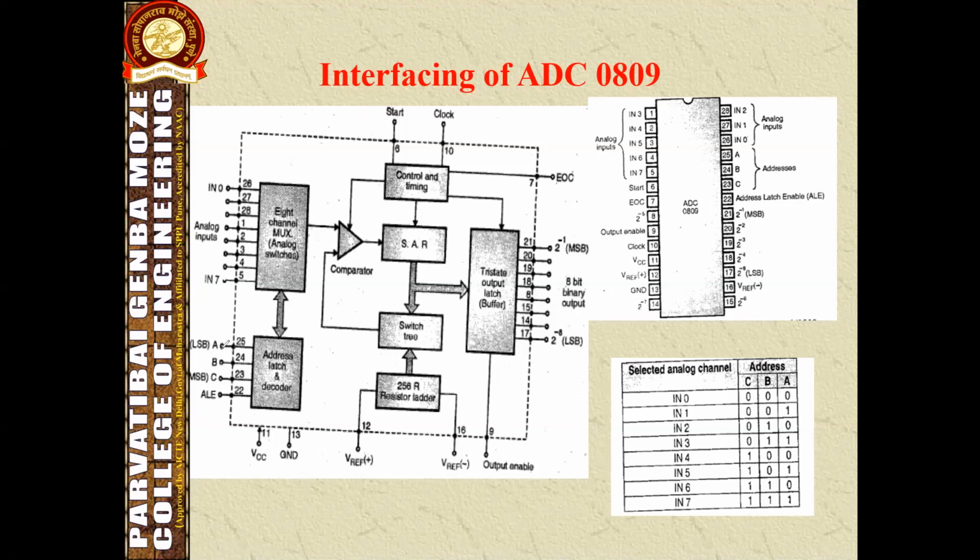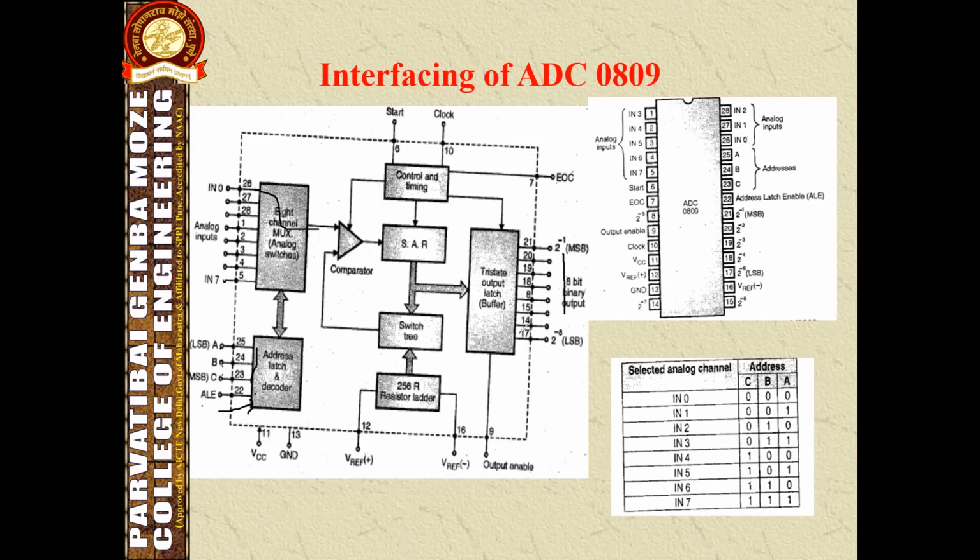If the address lines are 0 0 0, then that channel will be selected and will convert the analog input to digital output, available at the output terminal. And the ALE pin is there. When the address is present on these terminals and ALE is activated, only then will the input be accessed. Then after the output is ready on the output terminal pins, it can be accessed when this pin is activated. Only then can we access the output.